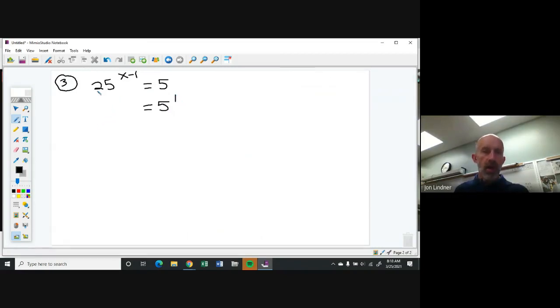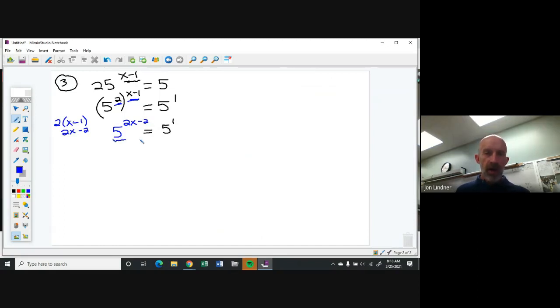All right. Now, how about this 25? Well, I can write it as 5 to the second power. But that whole thing is to this x minus 1 power, like this. All right. So on this problem, I'm going to leave this 5 to the first alone for now. And I have to remember that when I have a power to a power, I multiply the powers. So I need to do 2 times x minus 1 using distributive property, which is 2x minus 2. So that's 5 to the 2x minus 2 power.